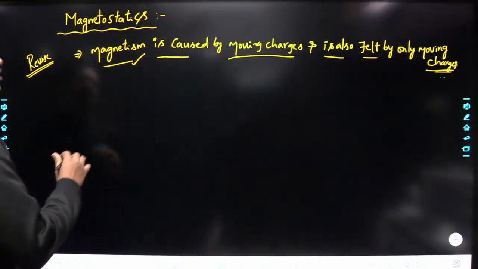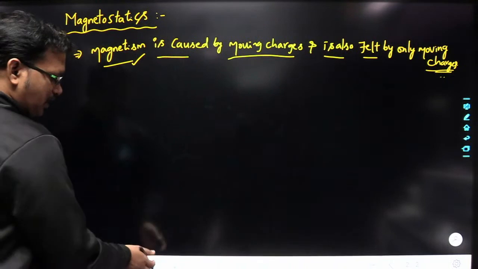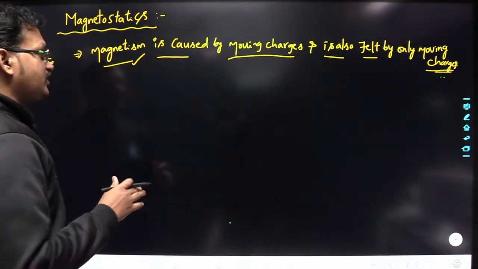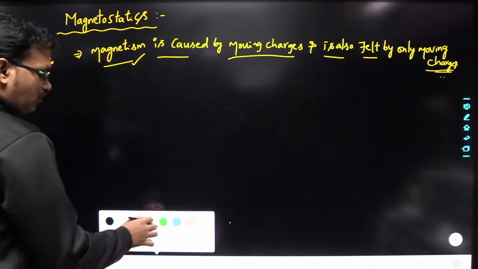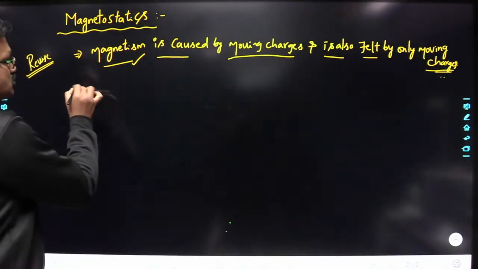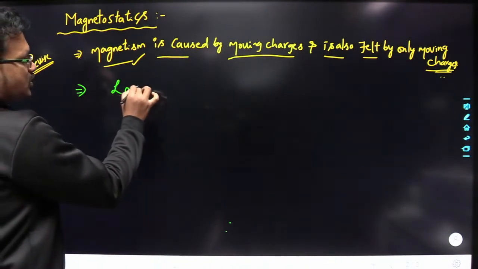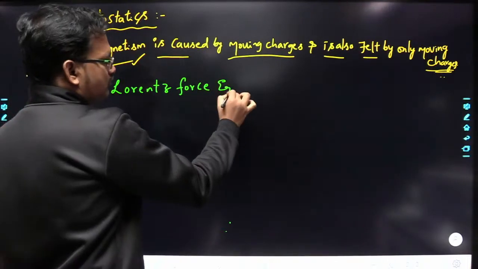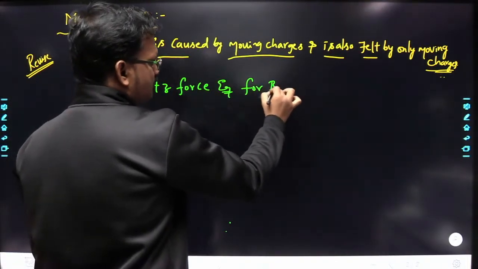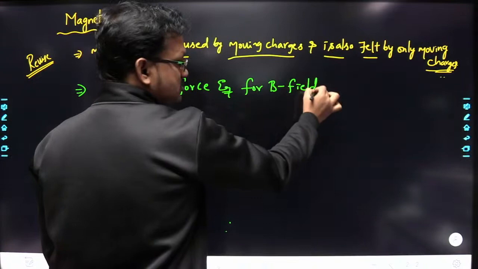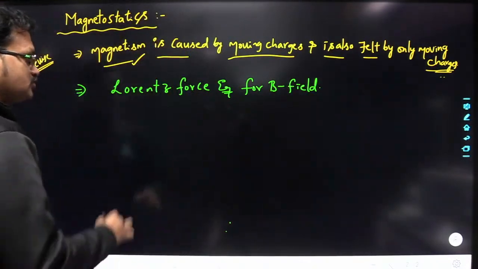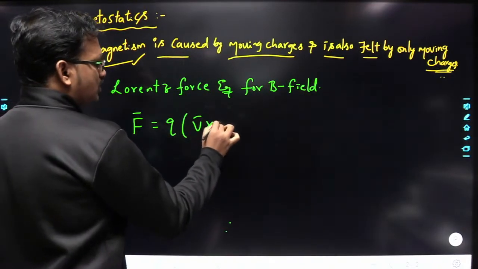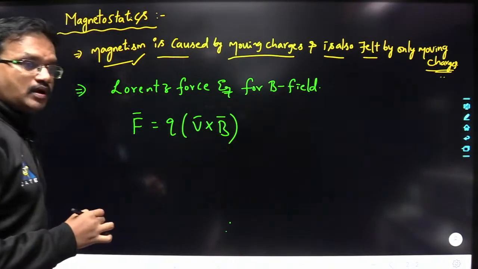Okay. So, in the previous session, I told that magnetism is caused by moving charges and is also felt by moving charges. Next, what we have studied is the Lorentz force equation for the B field. So, what is the Lorentz force equation for the B field? F is equal to Q into V bar cross B bar.